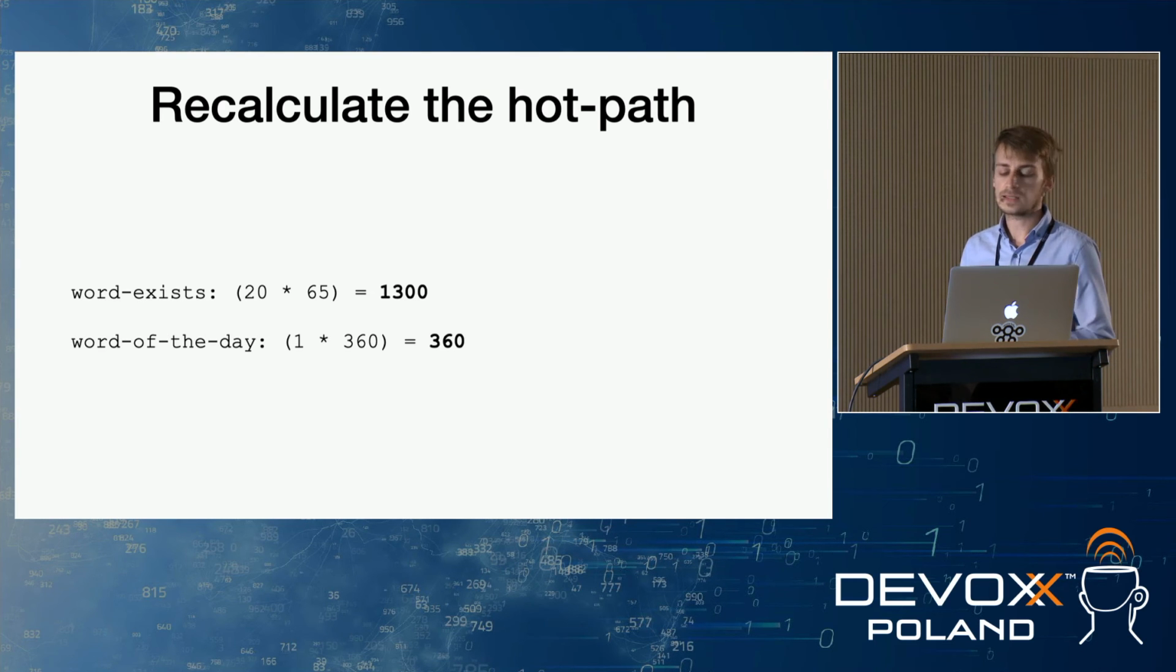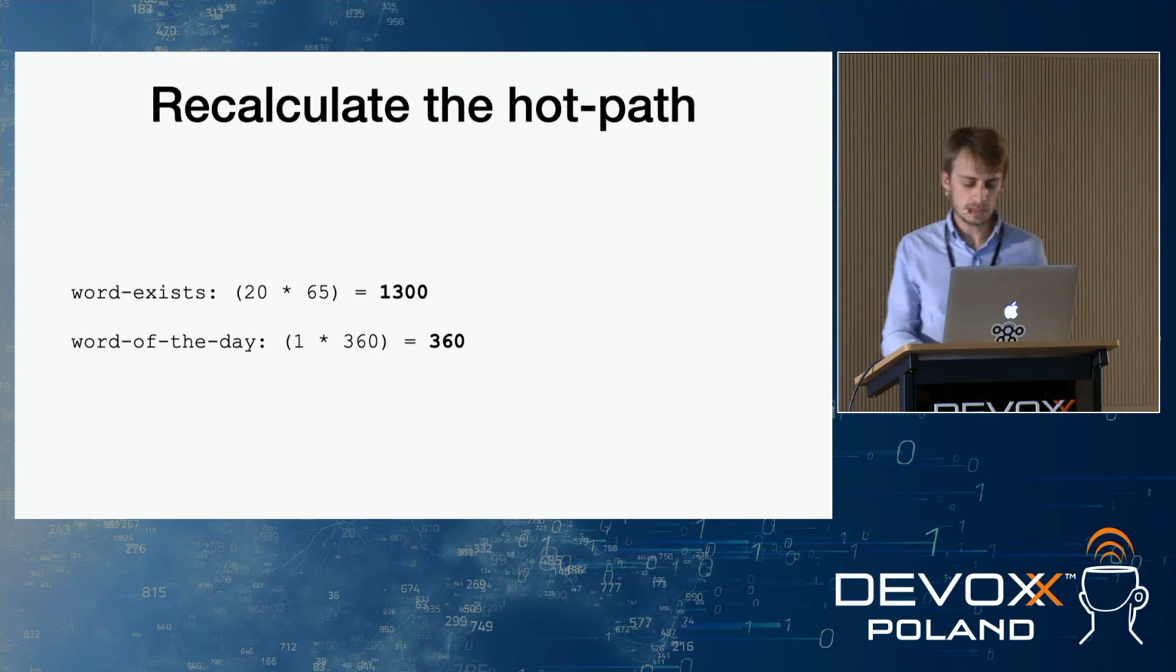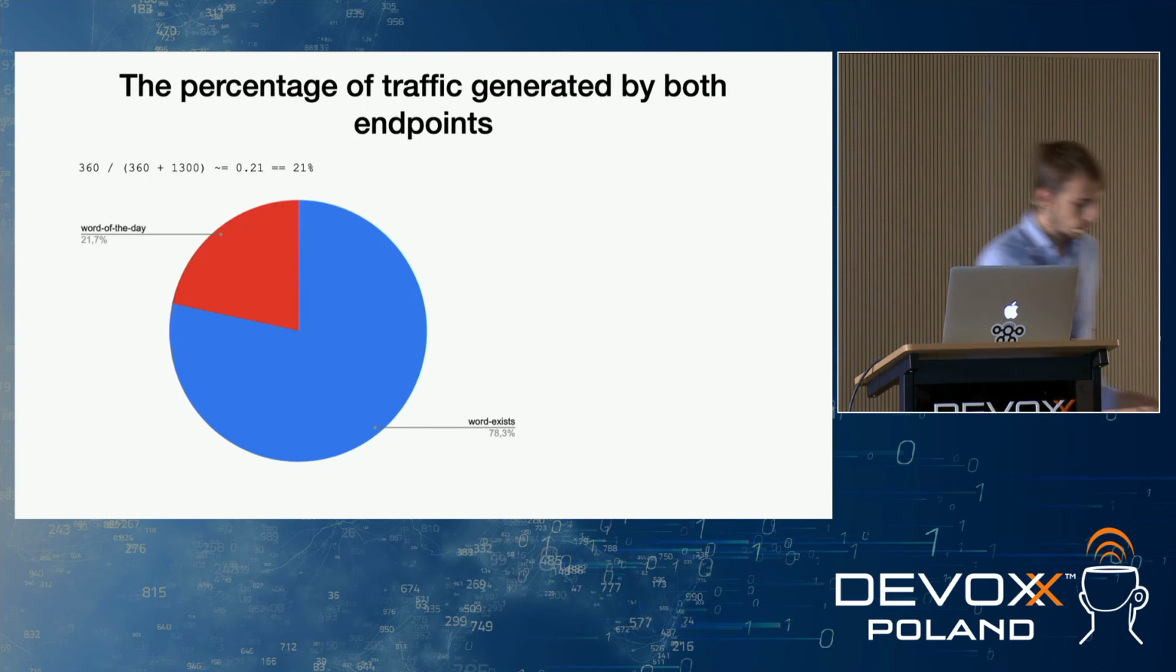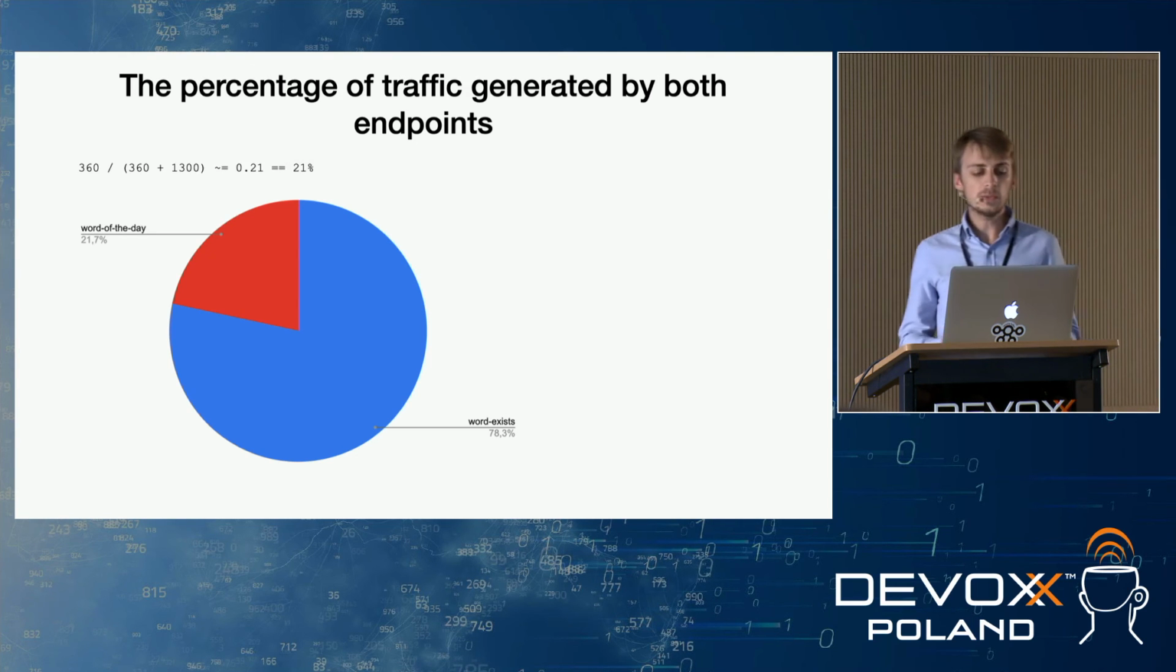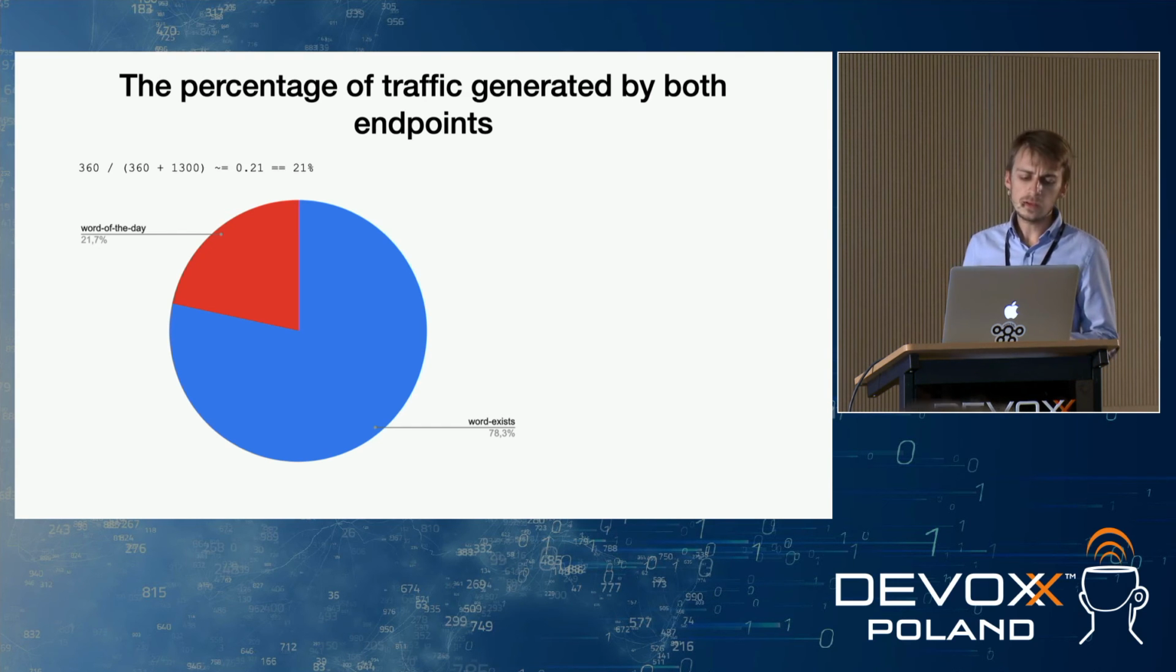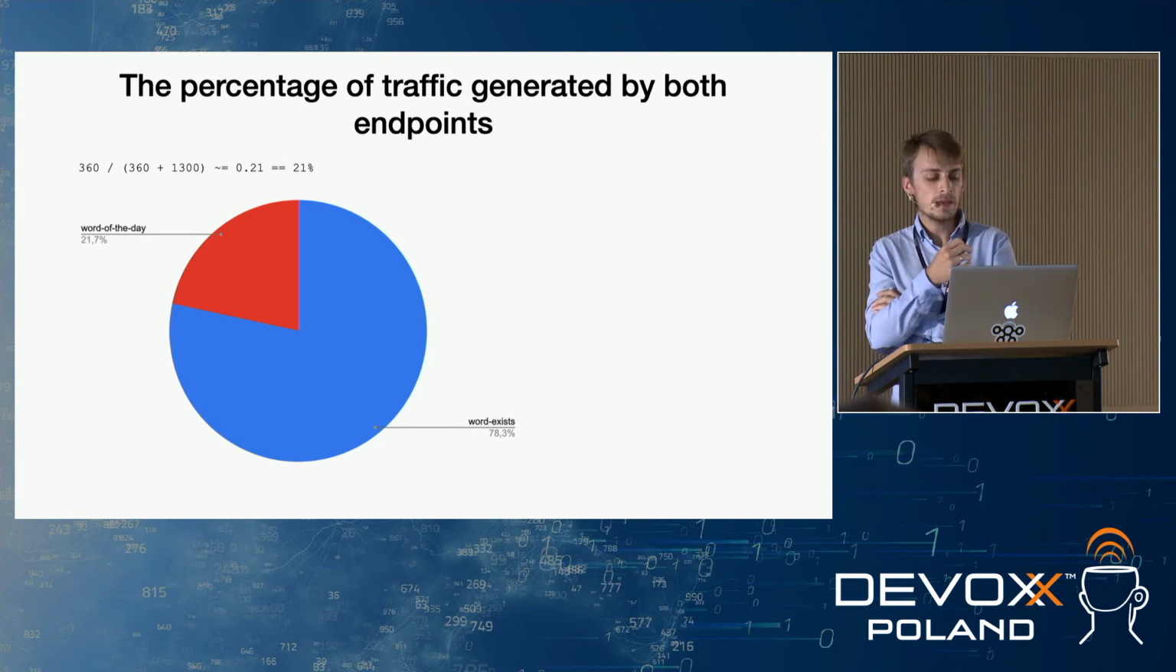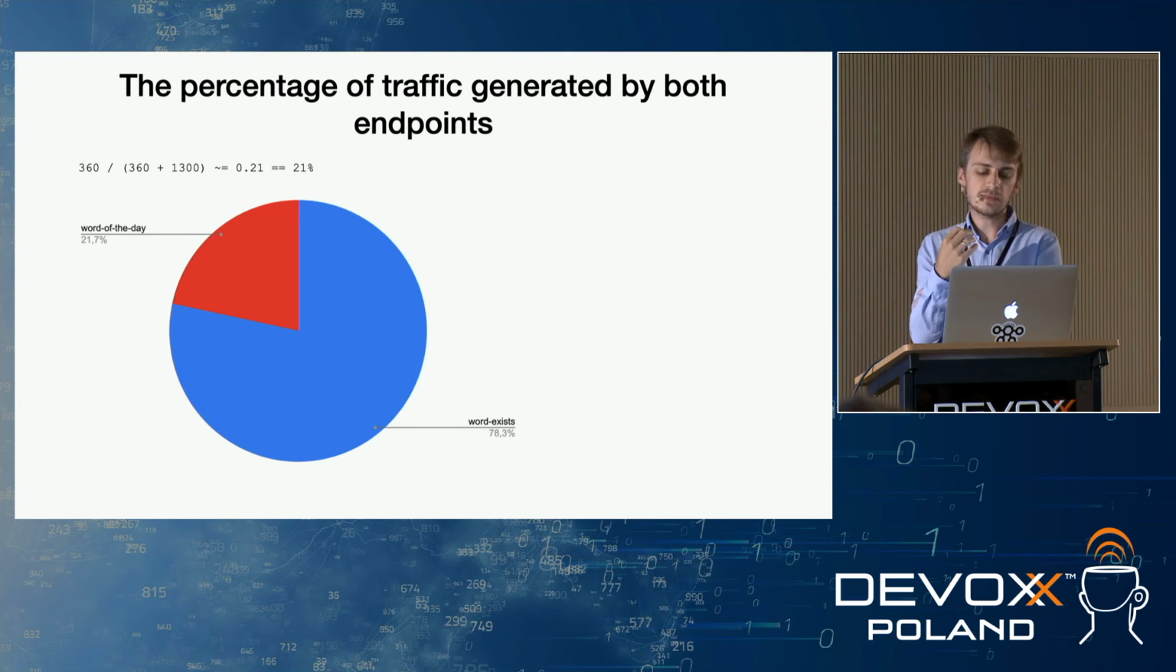And the word of the day has only one request, but this one request takes 360 milliseconds. So the total time to execute all requests for this endpoint is equal to 360 milliseconds. So finally, we can calculate the percentage of the traffic generated by both endpoints, and we can do it by calculating the traffic for the word of the day. So our calculations show that now the word of the day traffic is generating 21% of the workload on our system, and the word exists is responsible for 79%.